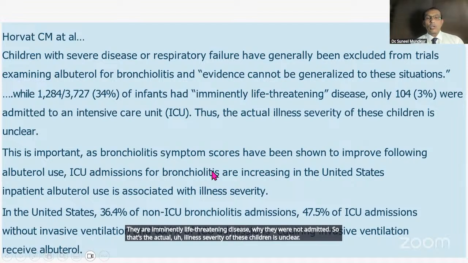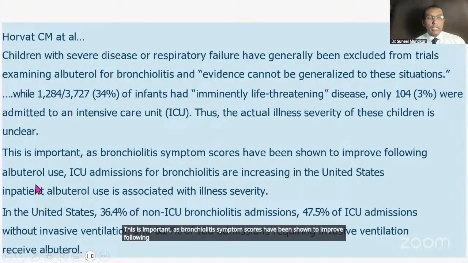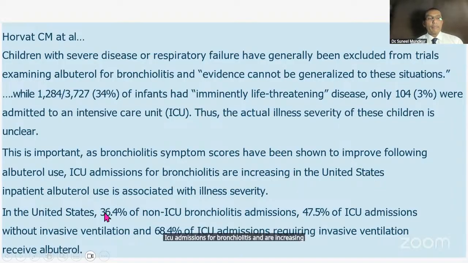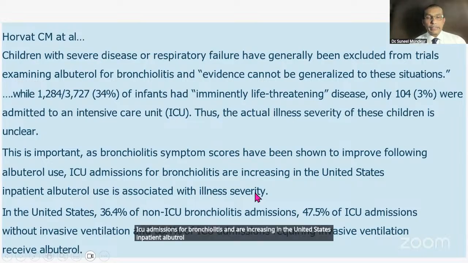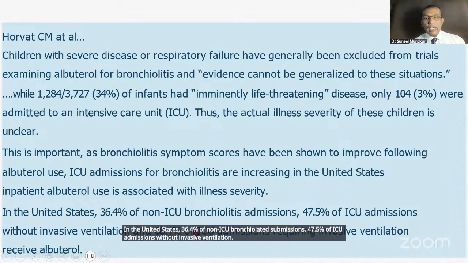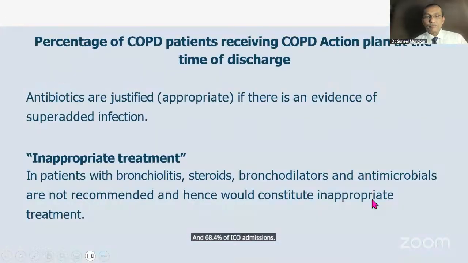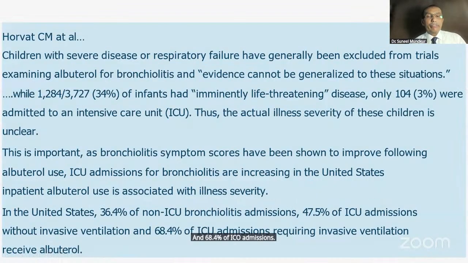This is important, as bronchiolitis symptom scores have been shown to improve following albuterol or salbutamol use. ICU admissions for bronchiolitis are increasing in the United States, and inpatient albuterol use is associated with illness severity. In the United States, 36.4% of non-ICU bronchiolitis admissions, 47.5% of ICU admissions without invasive ventilation, and 68.4% of ICU admissions receive salbutamol. This is a very, very interesting study.